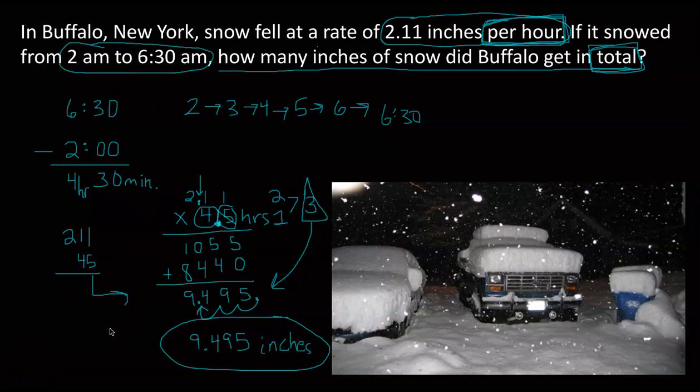The only thing I forgot to mention is that when multiplying decimals, we did not need to line up the decimals. You line up the decimals when you add or subtract with decimals. You do not line up the decimals when you're multiplying decimals.